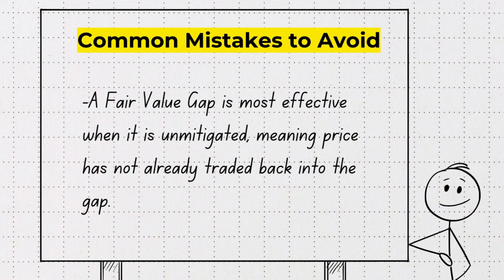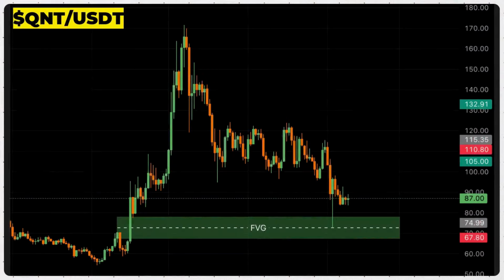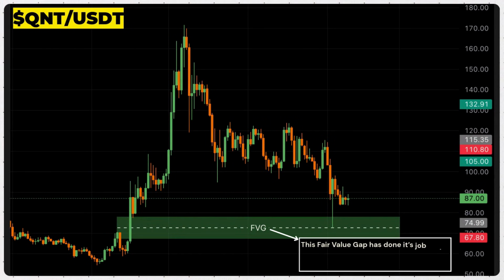Now, before we wrap up, there's one important rule to keep in mind. A fair value gap is most effective when it is unmitigated, meaning price has not already traded back into the gap. Once price returns to a fair value gap and fills it, that imbalance has already been addressed. At that point, the fair value gap has done its job.